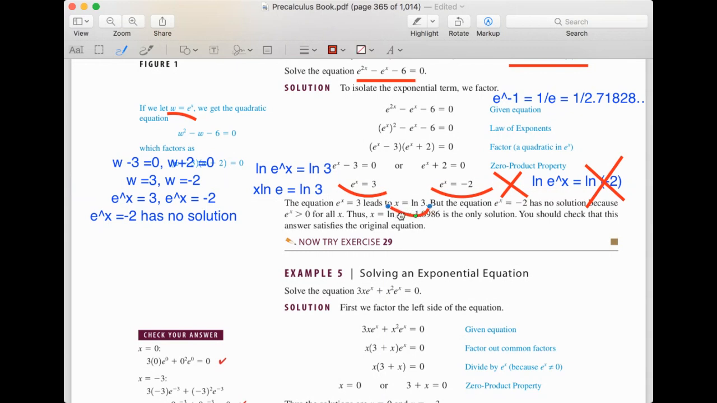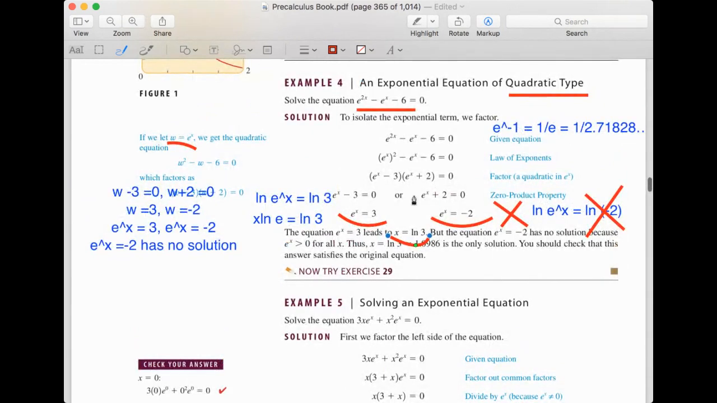That's our solution. You know, ln 3 looks weird, but let's just remember it's a number. It's just an irrational number. We just keep it like that. But if we're curious about what this number is, we can punch it into a calculator. The calculator will give us an approximation. Any questions?